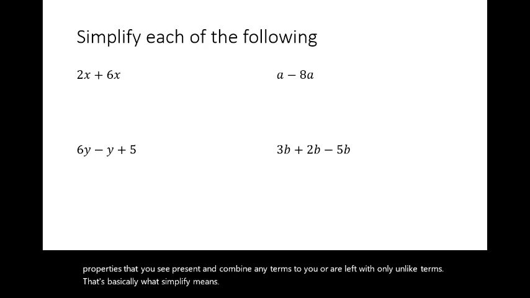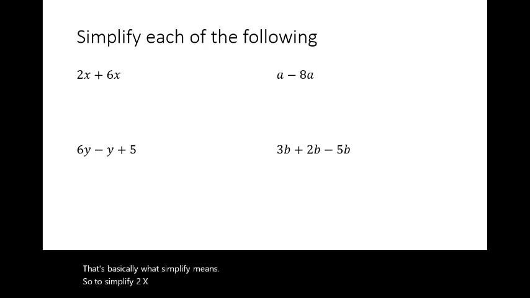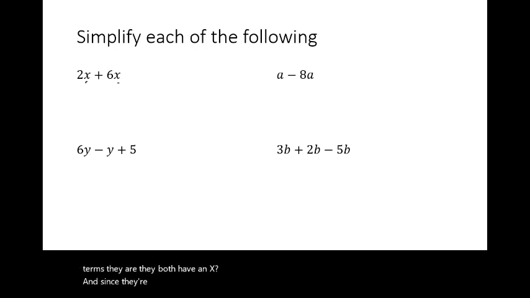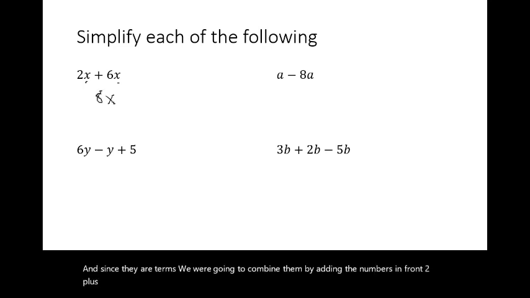So to simplify 2x plus 6x, all we have to do is combine any like terms that we see. So are these two like terms? They are. They both have an x. And since they're like terms, we're going to combine them by adding the numbers in front. 2 plus 6 is 8x.